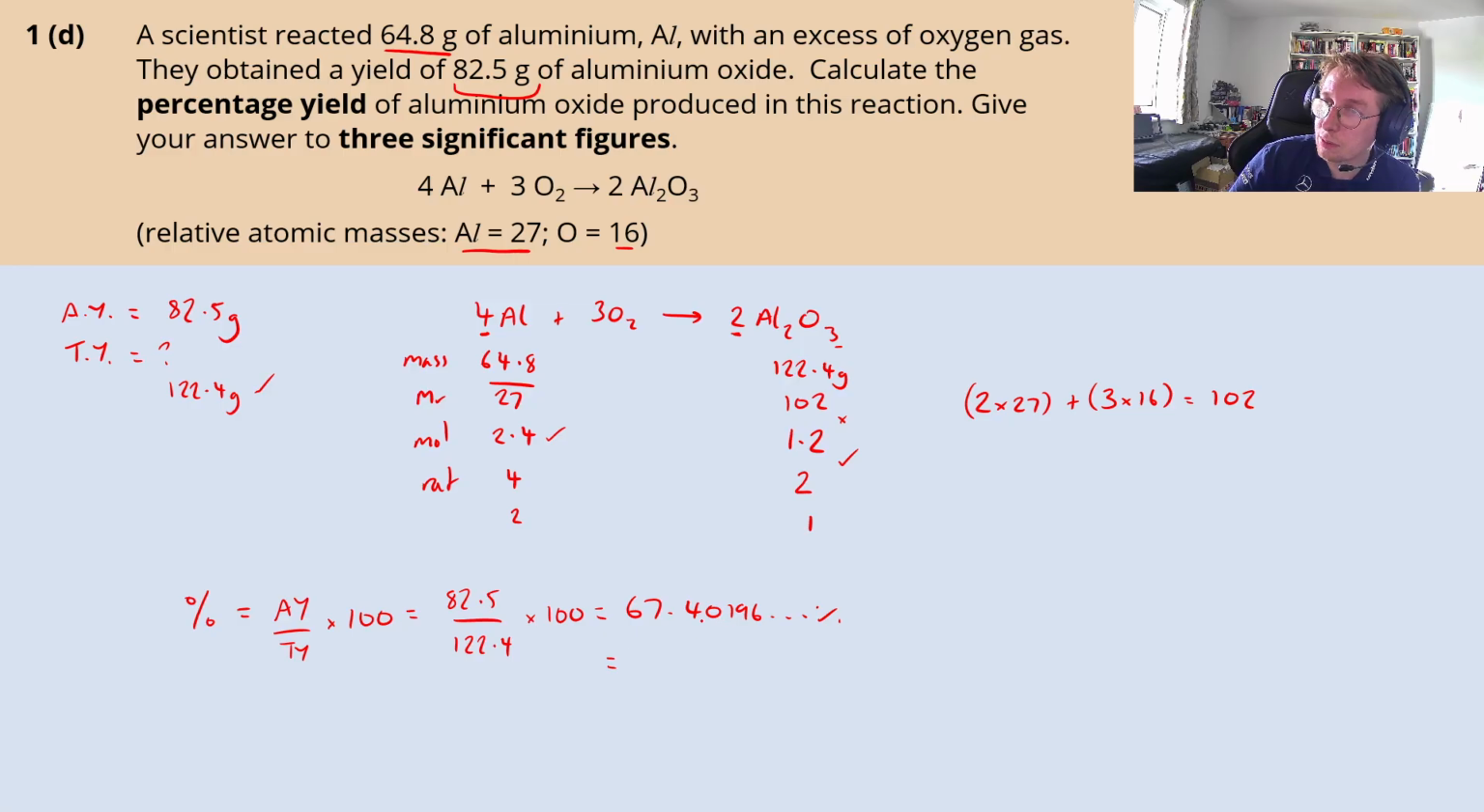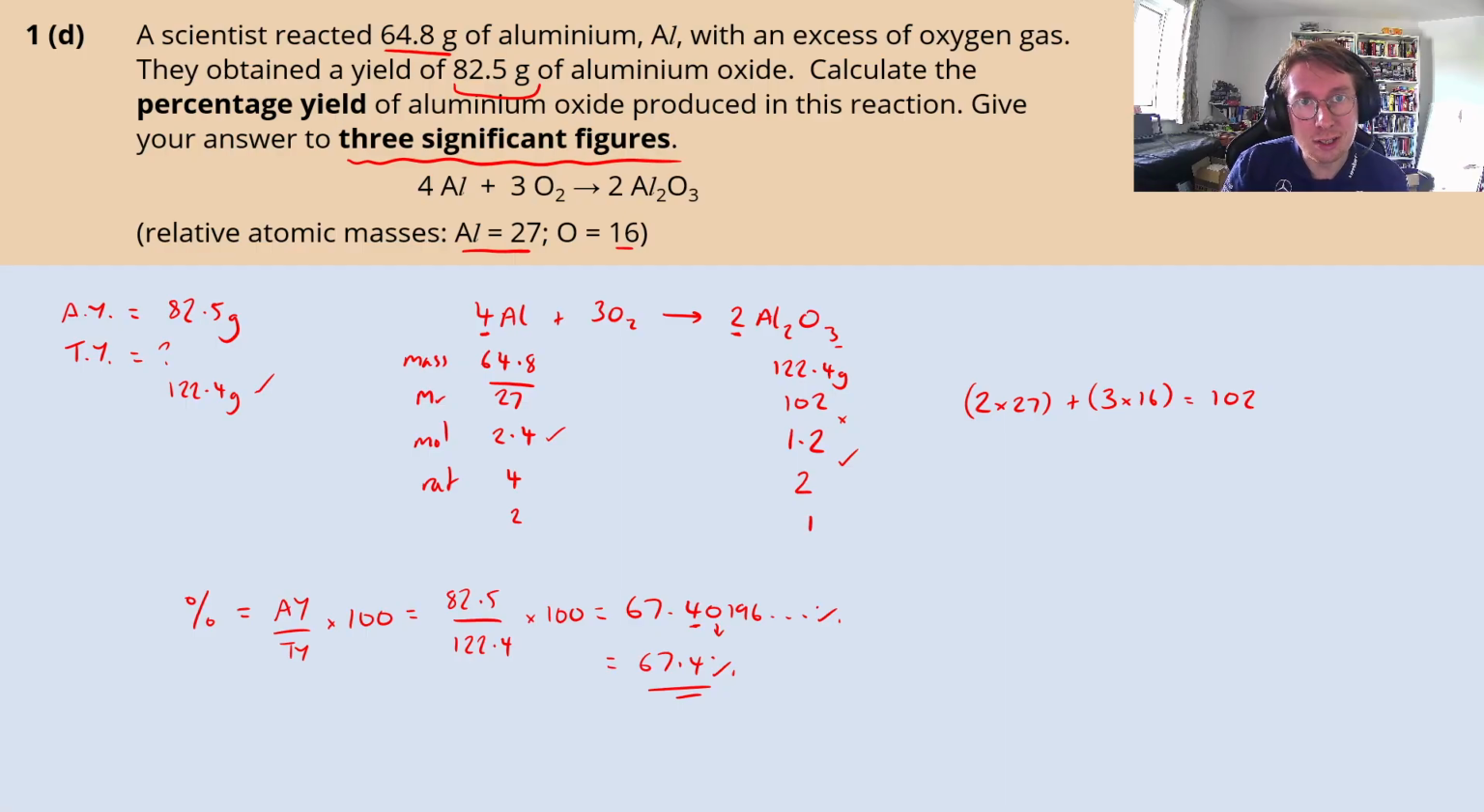But to 3 significant figures, once again, we're rounding to that value. So again, look at the question. It says 3 significant figures. So we need to round down because this zero, our 4th significant figure, is less than 5. So therefore, the answer is 67.4%.